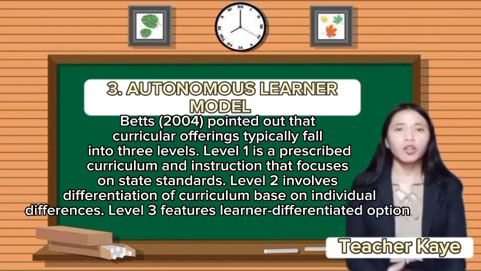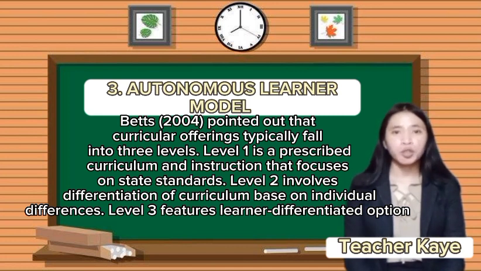And the Autonomous Learner Model simply features learner-differentiated options where students are self-directed and teachers provide opportunities for the learners to be in charge of their learning. In fact, Betts and Kircher developed this model with the input of students.